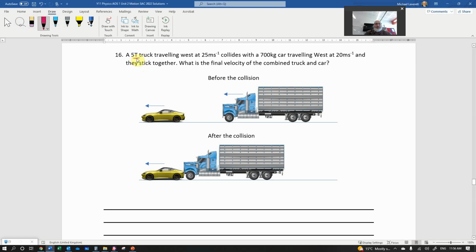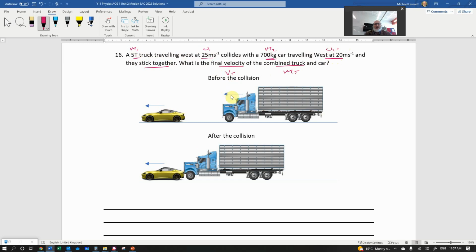Okay, so a 5-ton truck, so that's mass 1, travelling west at 25 metres per second, so that's the original velocity of mass 1, collides with a 700 kilo car, so that's mass 2, travelling west at 20 metres per second, and they stick together, so it's a sticky collision. Final velocity, VT, of the combined truck and car, so we've got a mass total.